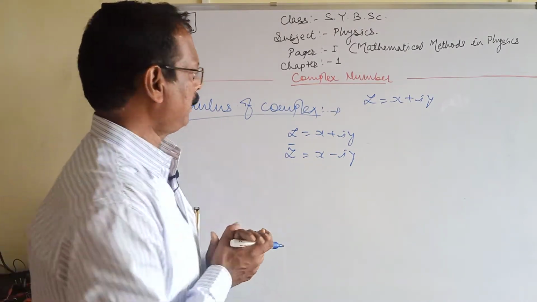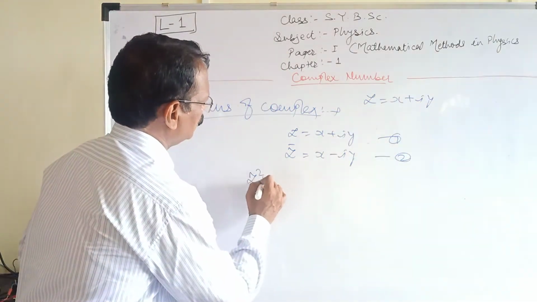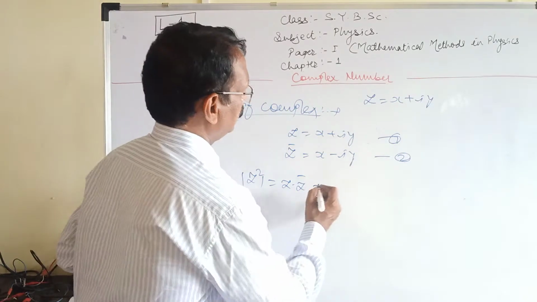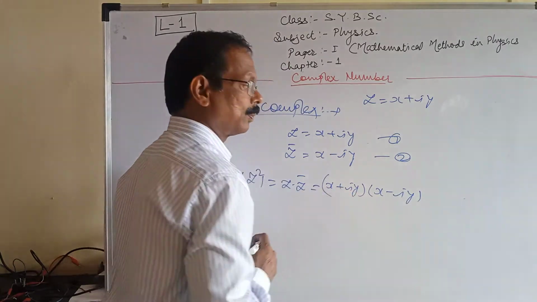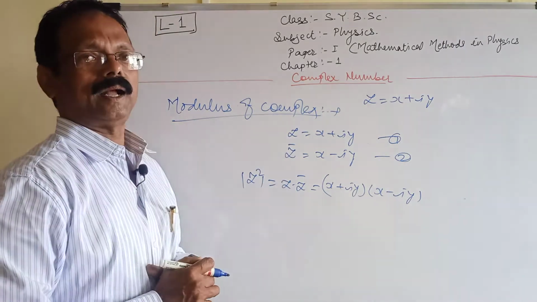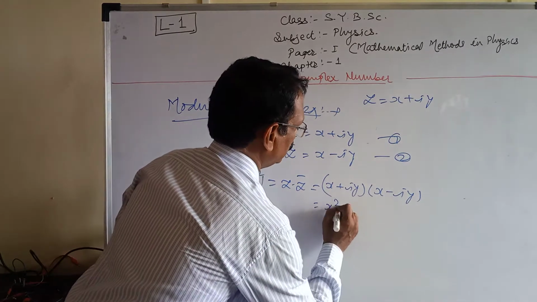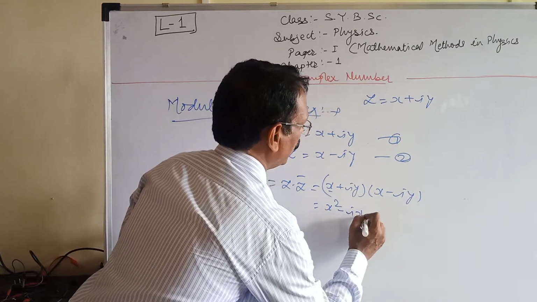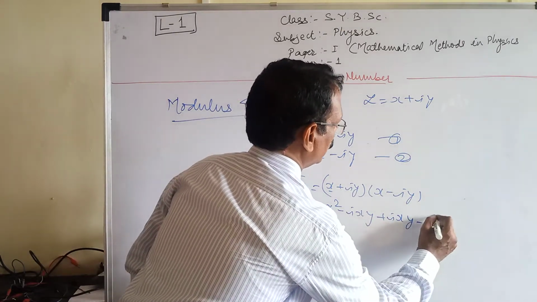Now if we multiply, this is equation number 1 and this is equation number 2. Then what do we get? It is mod z square is equal to z into z bar. Let us see what we get. It is x plus iy into x minus iy. So it is the product of z and the complex conjugate of z, where z is x plus iy and z bar is x minus iy. Then what we get is x square minus i xy plus i xy minus i square y square.